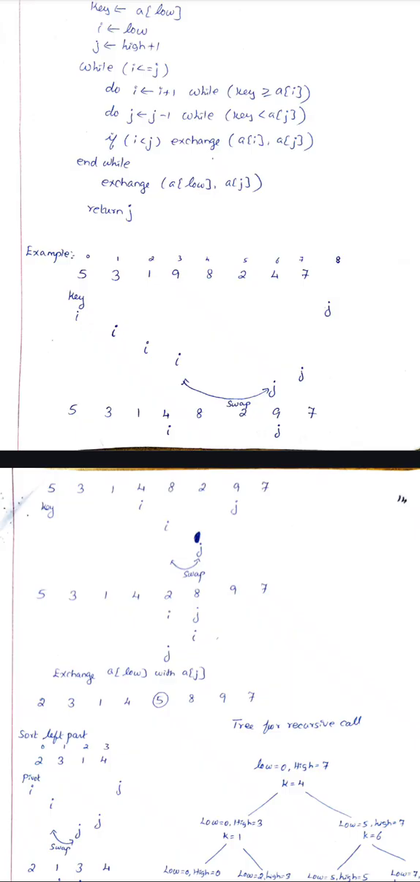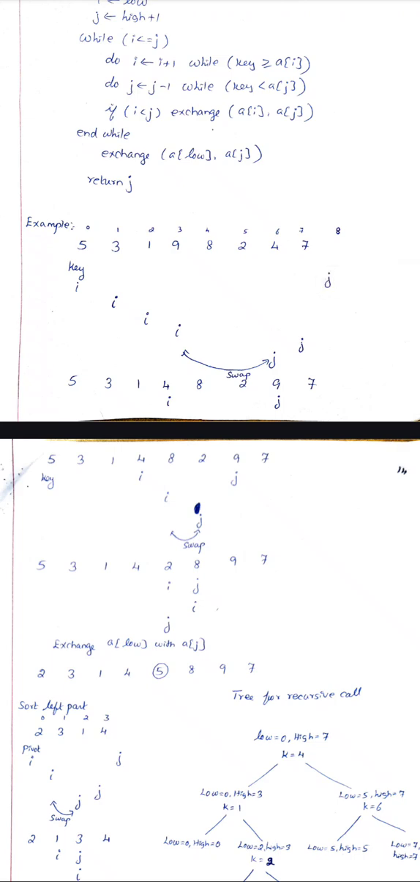Here first we have 5, 3, 1, 9, 8, 2, 4, 7. We have the end position 8 as well. Firstly, we will take key as i, 5. Is 5 greater than 3? Yes, it is. So I will be incrementing. Is 5 greater than 1? Yes. Is 5 greater than 9? No. So i will stay there.